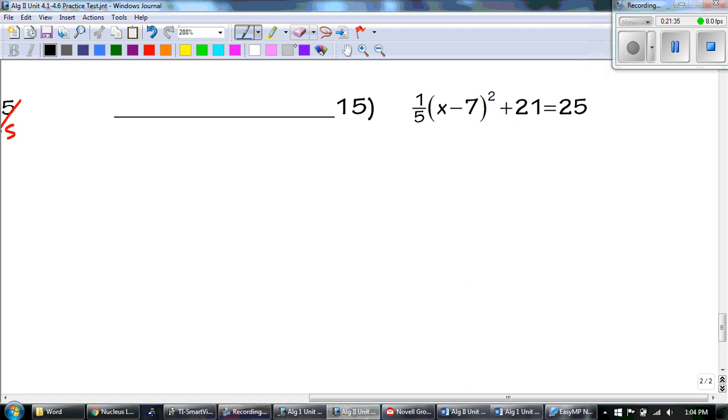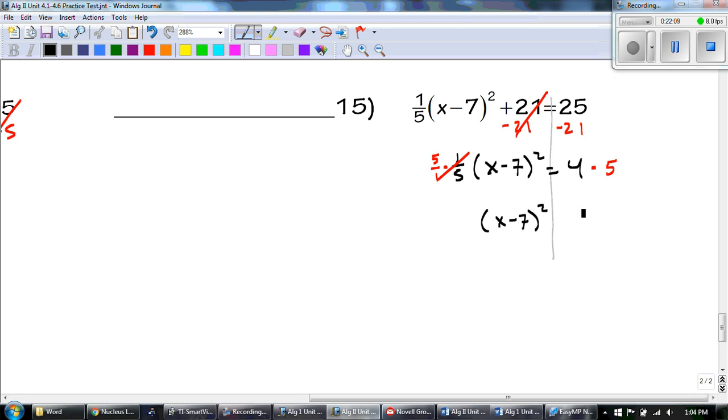All right, last one, number 15. And it looks like we have to do SADMAP because of the parentheses. So I'm going to cancel my addition first. I have 1/5 x minus 7 squared equals 4. I'm multiplying the 1/5, and the way to get rid of a fraction is to multiply by the reciprocal. 5 over 1 is the same thing as 5. So I have x minus 7 squared equals 20.